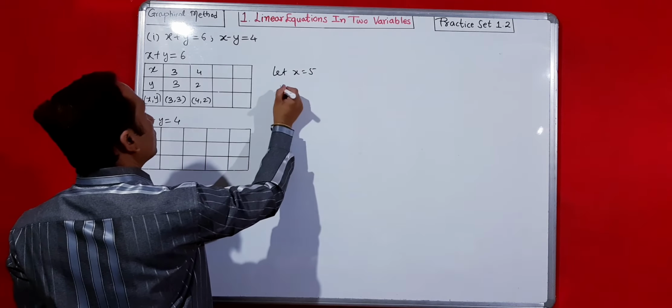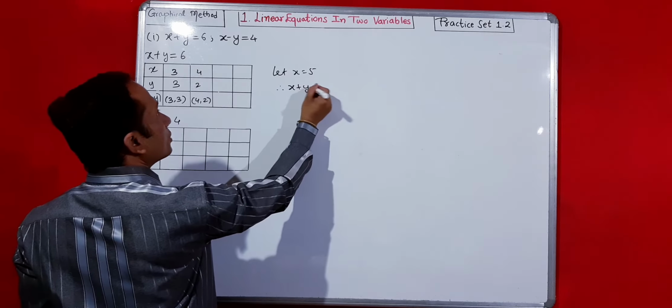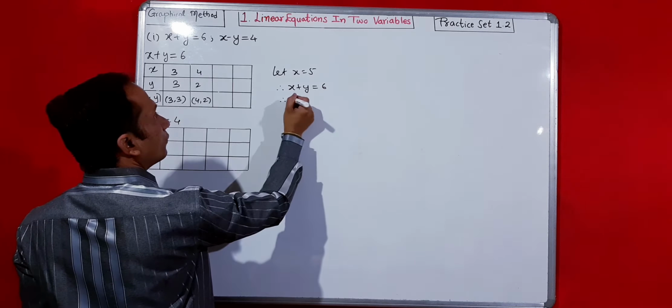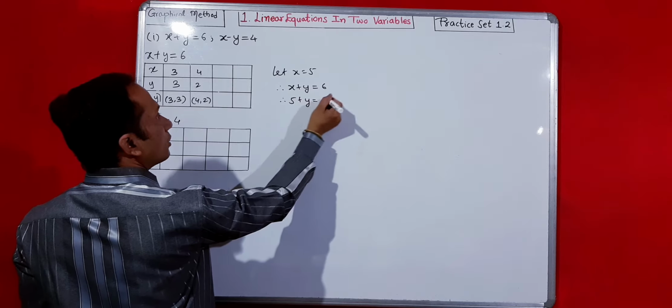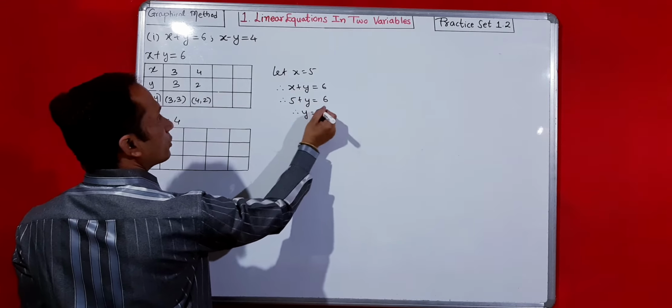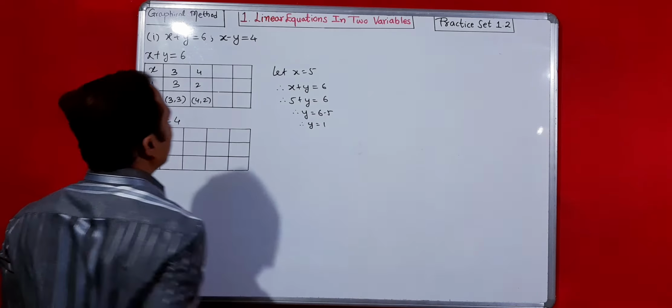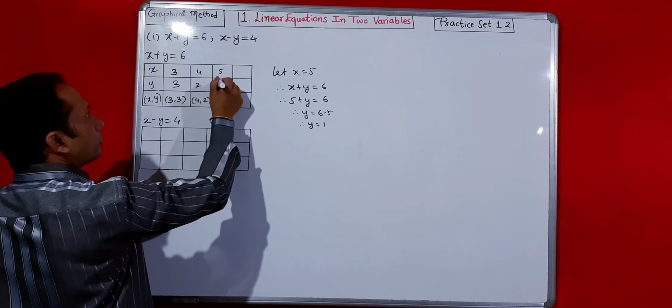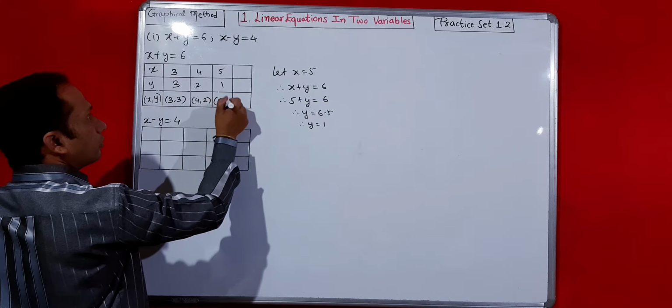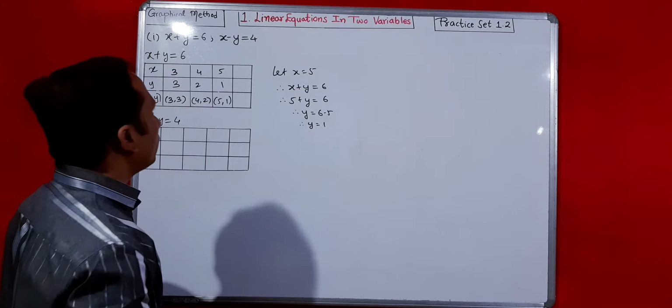We'll take 5. So x plus y is equal to 6. Therefore 5 plus y is equal to 6. So y is equal to 6 minus 5. So y is equal to 1. Okay, so 5 and 1. Now we have to find the last value.